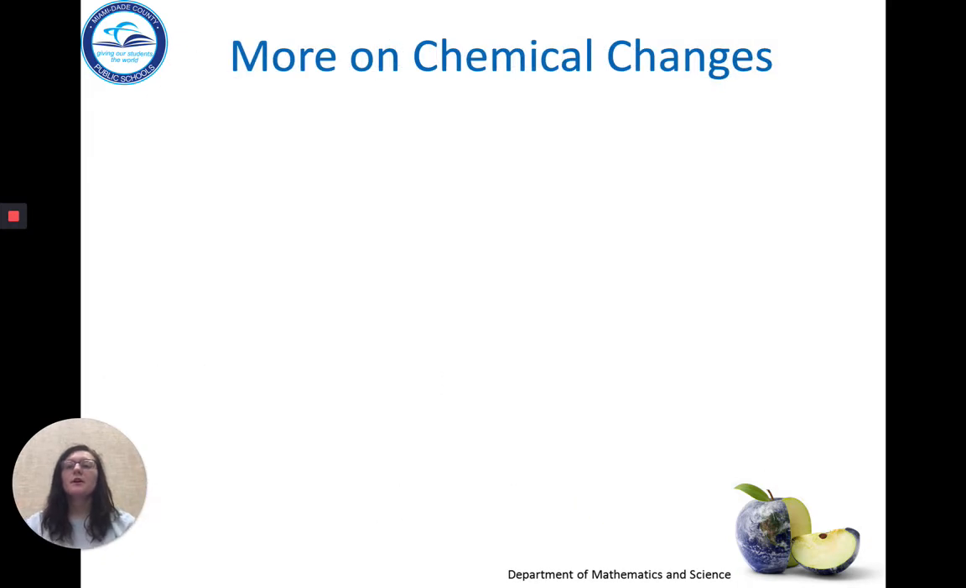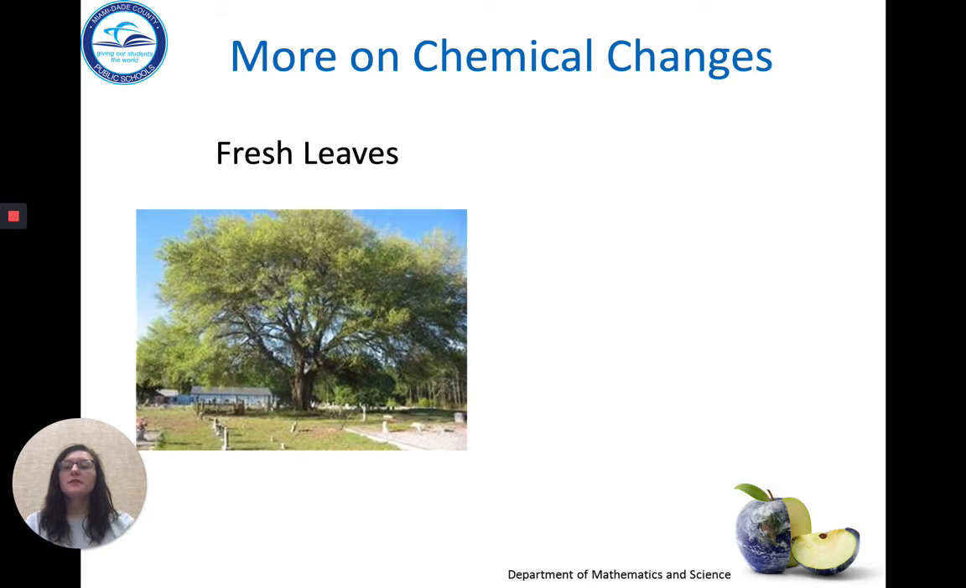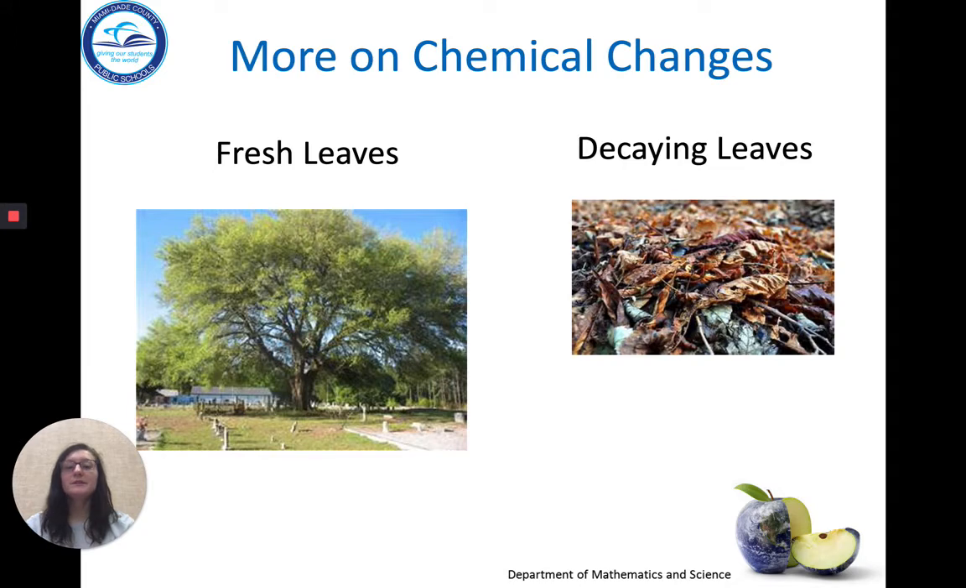All right, and just real quick, here's some more examples of chemical changes. So fresh leaves and decaying leaves. When they fall off of the tree, they no longer are getting the nutrients from the tree and they start to die. We know that fresh leaves are going to be green, which shows that they're healthy and getting the nutrients they need. Decaying leaves are more of a brownish orange color, telling us that they are drying up and dying.